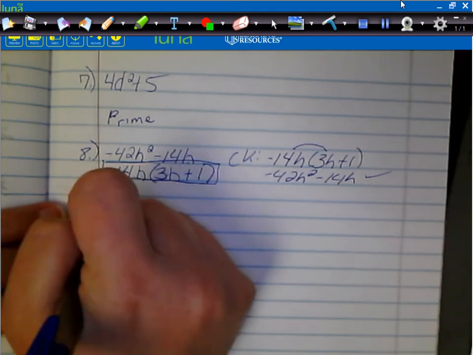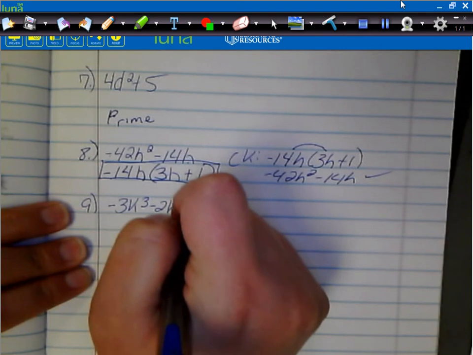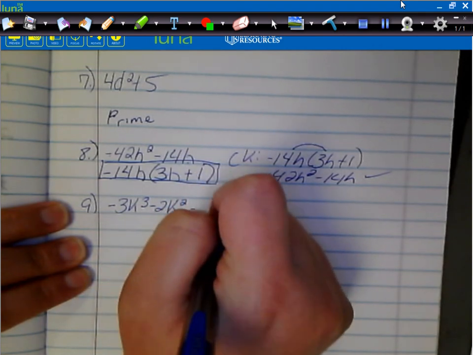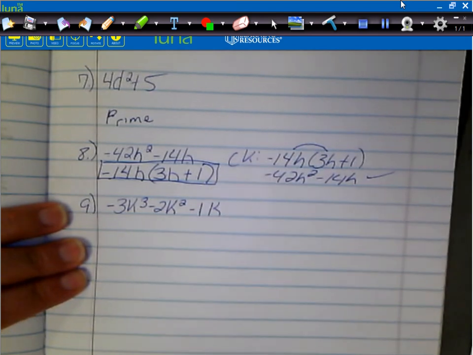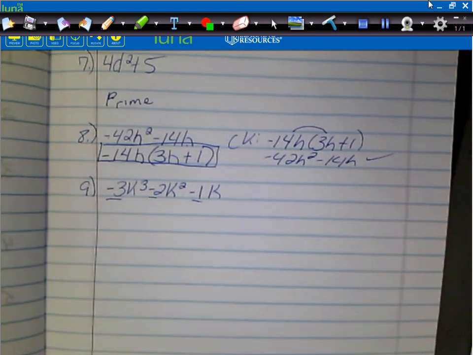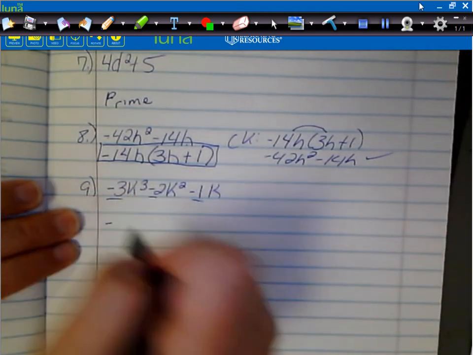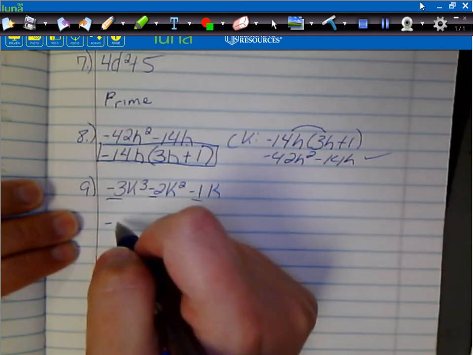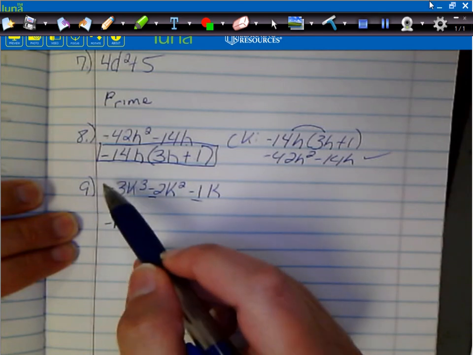Number 9, I have negative 3k to the third minus 2k squared minus k. If there's no number in front of that k, I'm going to put a 1. So first thing I'm going to do is look at the numbers. I have a 3, a 2, and a 1. And if I look at my factor sheet, the only thing that those have in common is a 1. And I don't usually take out a 1. However, here, since there's a negative out front, I know I'm going to have to take out a negative. And since I'm taking out a negative, I'm going to take out a negative 1, because I have to take that negative out because of that first one being negative.